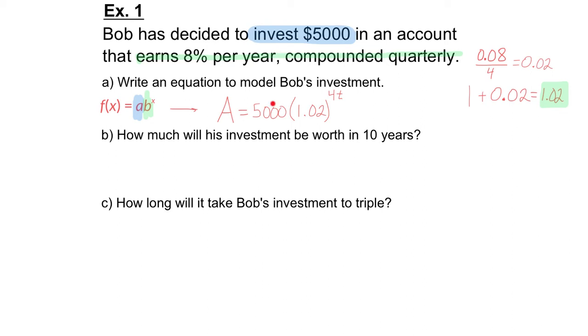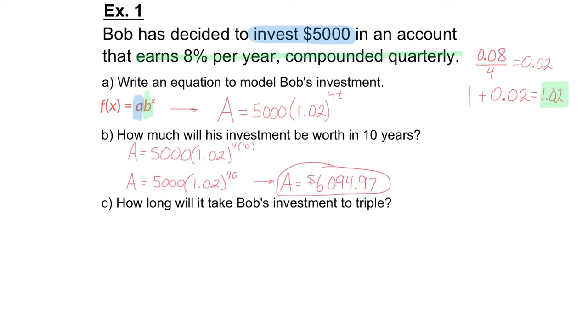And you can see this looks really similar to the compound interest formula I gave you in the warm-up, but we built this one ourselves. All right, part B. How much will his investment be worth in 10 years? So the question is asking us, how much will his investment be worth? That's solving for A. In 10 years, that's telling us what t is. So we can use the equation we built in part A, substitute t equals 10, and solve.